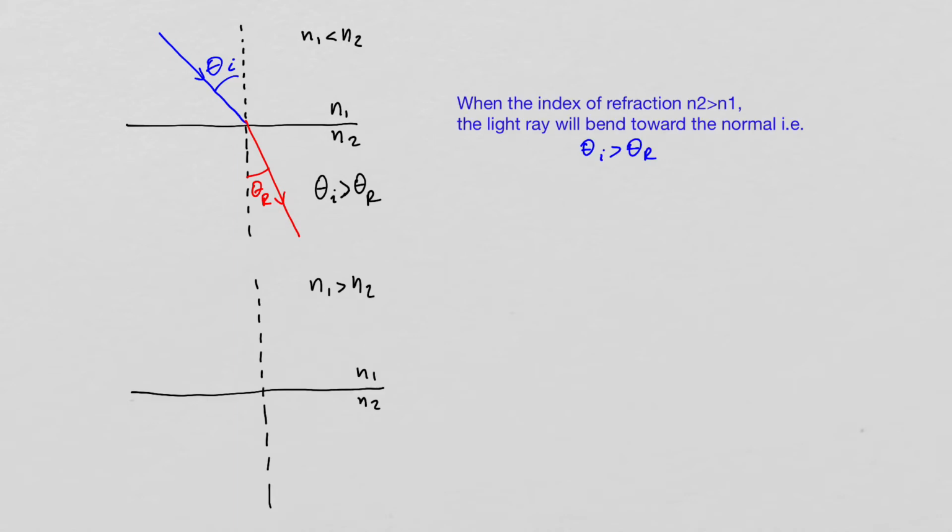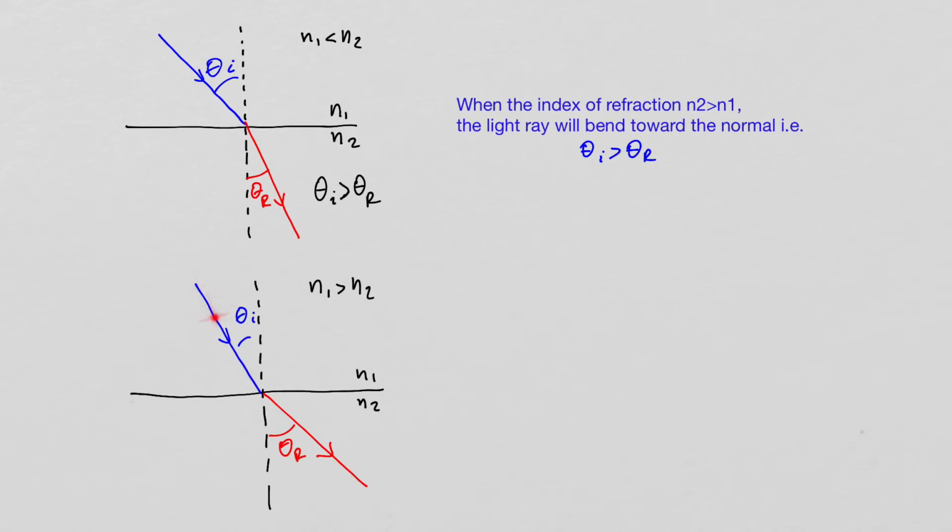The other possibility is that the first medium has larger index of refraction compared to the second medium. So the first medium is optically more dense than the second medium. Think about it as, for example, this being glass and this being water, or this being glass or water and this being air. In this case, the refracted ray is going to bend away from the normal.